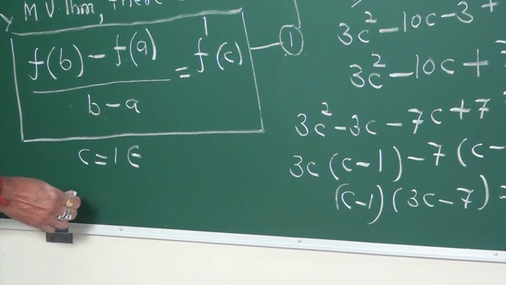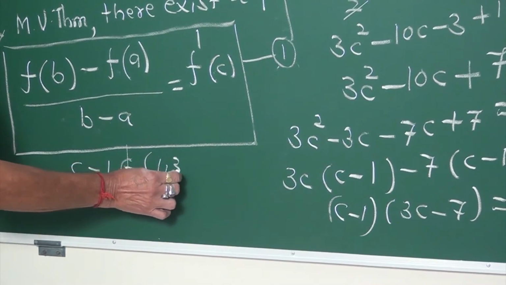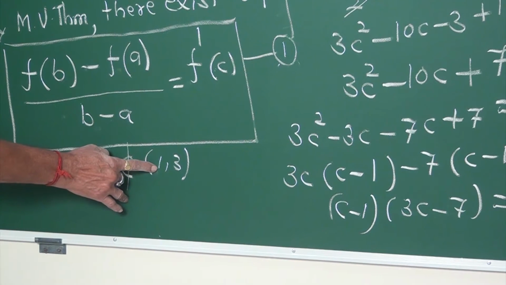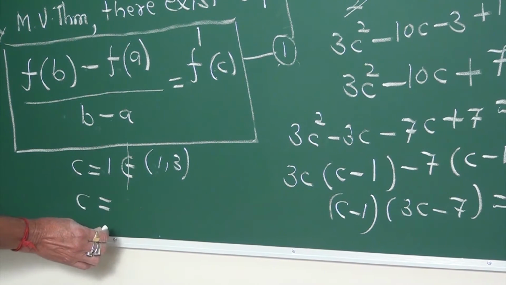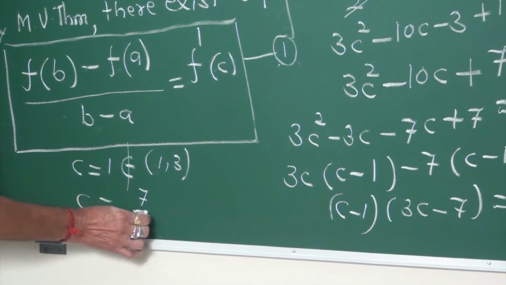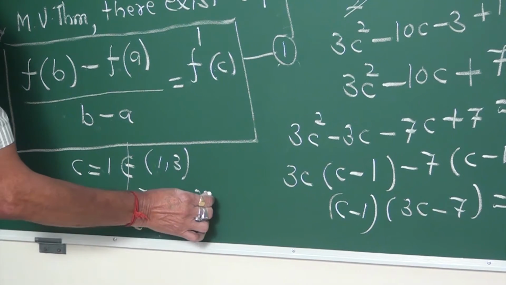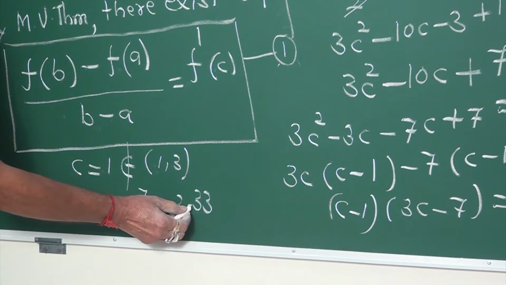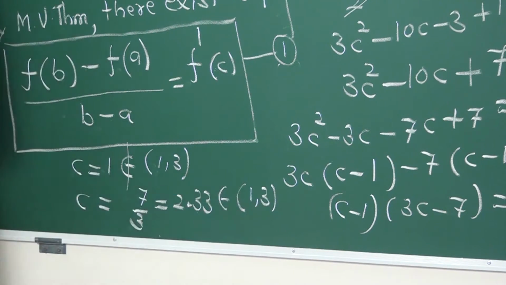Is it in the interval? No, it does not belong to the open interval 1 to 3. Why? Open means the interval does not include 1. Therefore, c equal to 1 does not belong. And what is the other value? c equal to 7 by 3, which is 2.33. That belongs to the open interval 1 to 3.